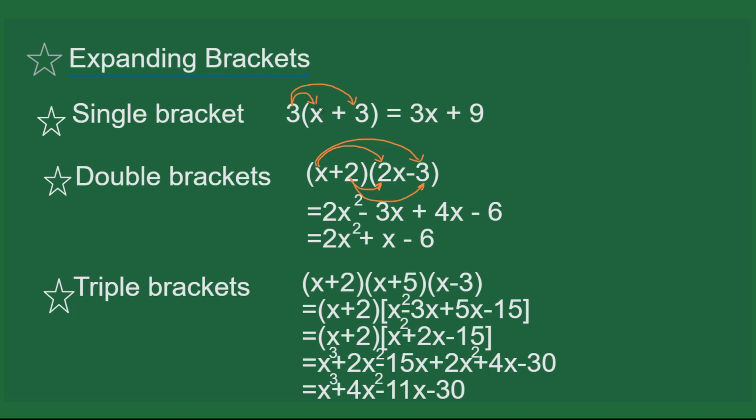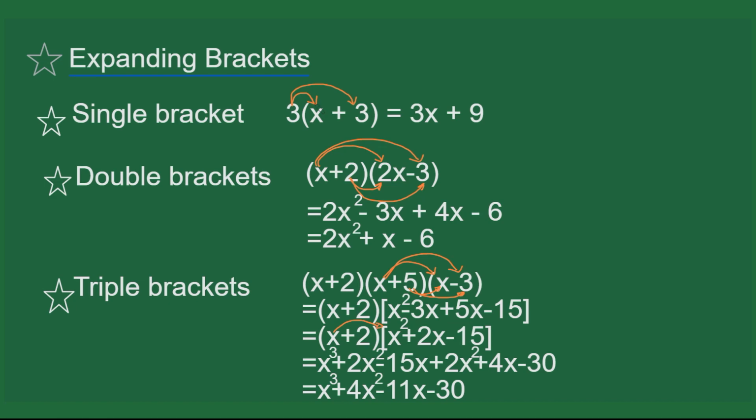Triple bracket is the next type. X plus 2 in one bracket, x plus 5 in the second bracket and x minus 3 in the third bracket. First of all, keep the x plus 2 in the front and expand the second and third brackets. So in order: x times x, then x times minus 3, then 5 times x and 5 times minus 3. So you get x squared minus 3x plus 5x minus 15. Then collect the like terms, make it a reduced format, x squared plus 2x minus 15.